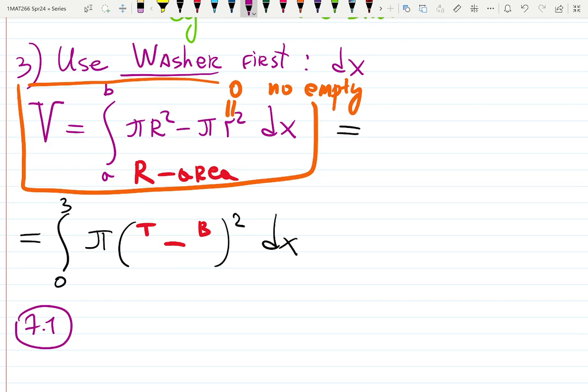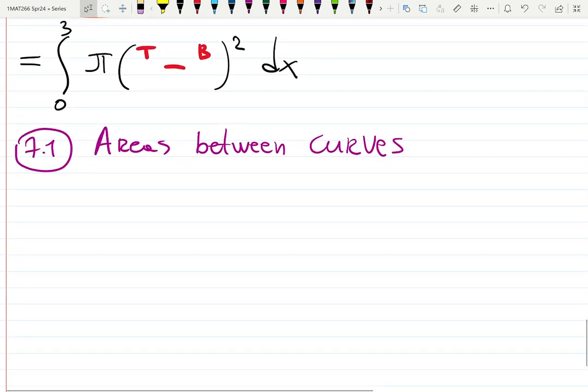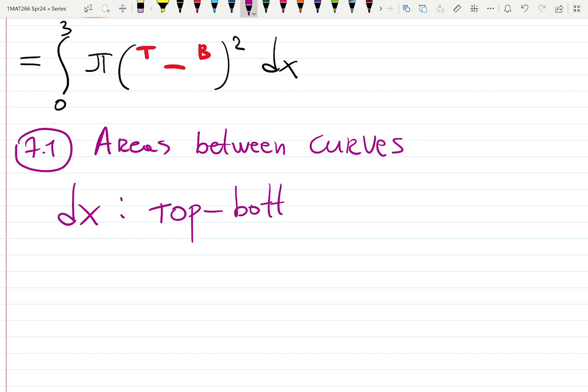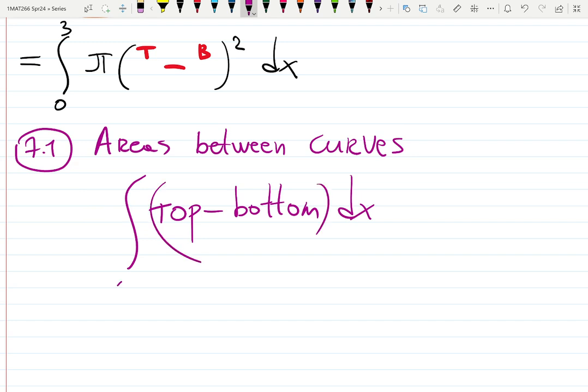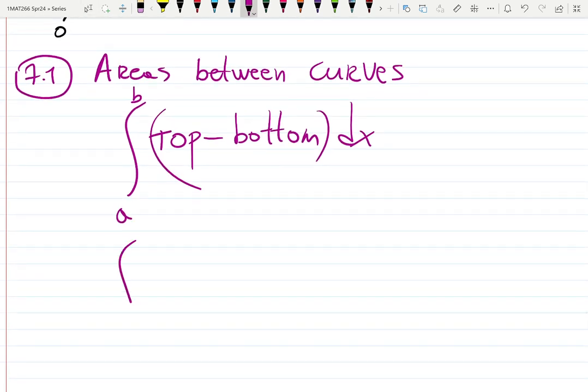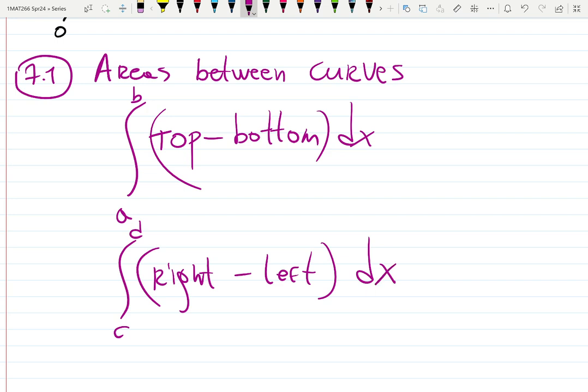7.1, and I will continue the example. 7.1, areas between graphs or curves, whatever you prefer. We had 2 cases. The x case was integral of top minus the bottom from A to B. And then integral from C to D was right minus left. If that is confusing for you, then remember it's bigger minus smaller.